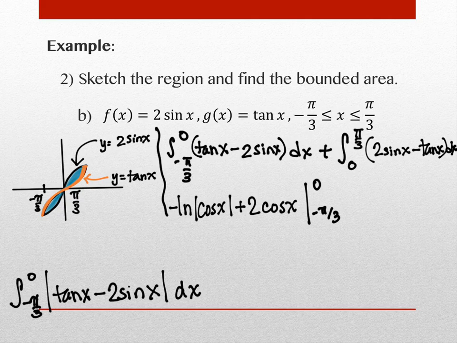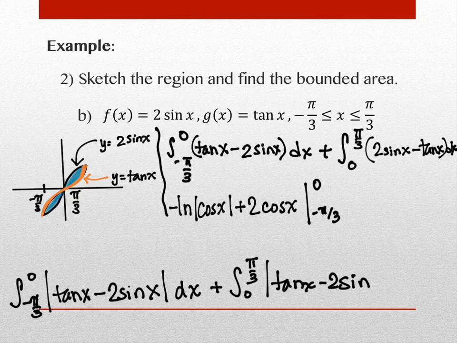So no matter what I get inside of the absolute values, it's going to actually end up being positive when I'm done with it, right? And then I can do the same thing for the other half. So this would work even if it weren't symmetric. I could then go from 0 to pi thirds. I can take the absolute value. I can still do tangent of x minus 2 sine of x, like so.